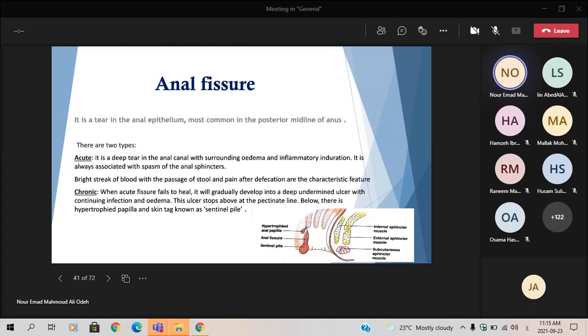Chronic is characterized by a triad: a hypertrophied papilla, a sentinel pile, and the anal fissure. The sentinel pile is distal to the anal fissure, which is a thickening of the mucosa or the skin, so it can be confused with a small hemorrhoid.